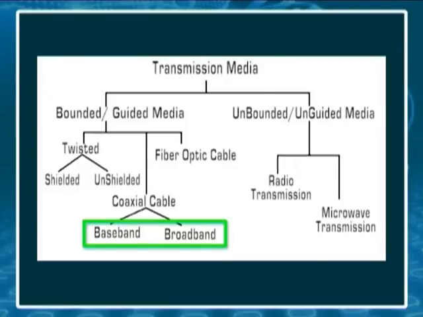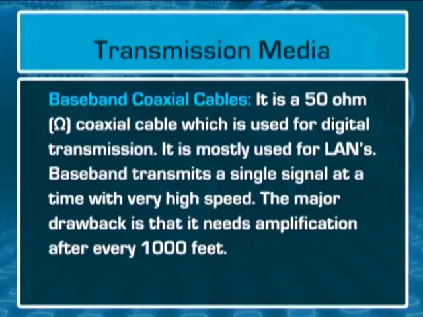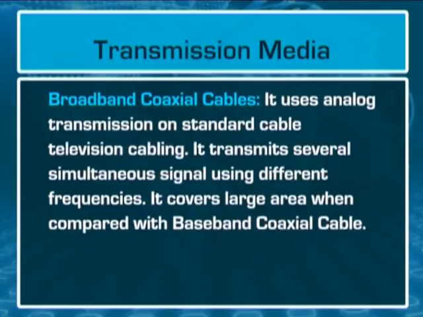There are two types of coaxial cables, baseband and broadband. Baseband coaxial cable is a 50 ohm coaxial cable which is used for digital transmission. It is mostly used for LANs. Baseband transmits a single signal at a time with very high speed. The major drawback is that it needs amplification after every 1000 feet. Broadband coaxial cable uses analog transmission on standard cable television cabling. It transmits several simultaneous signals using different frequencies. It covers large area when compared with baseband coaxial cables.